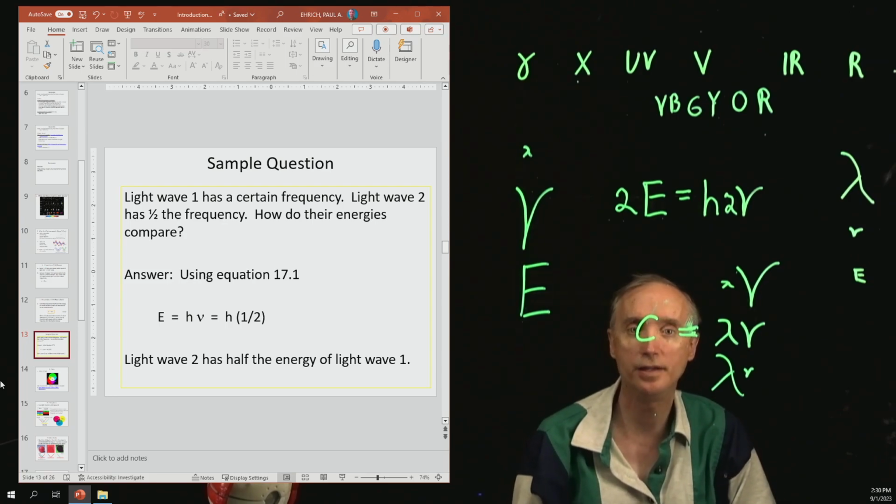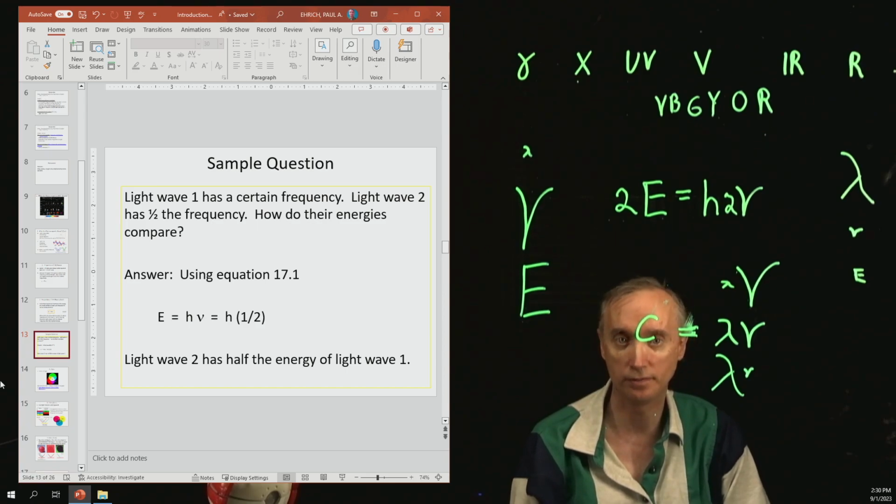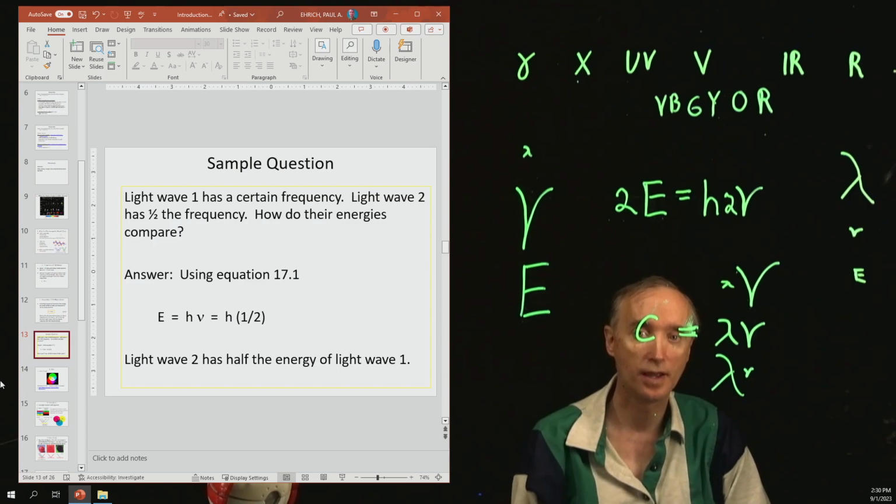So we have light wave number 1 has a certain frequency, and light wave number 2 has a smaller frequency. It has half of light wave 1's frequency. How do their energies compare? So we're going to plug in a 1/2 there, and so that's telling us that light wave number 2 is going to have half the energy of light wave number 1.